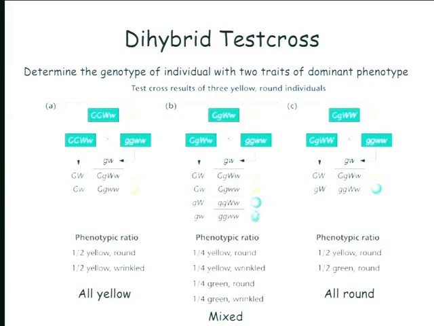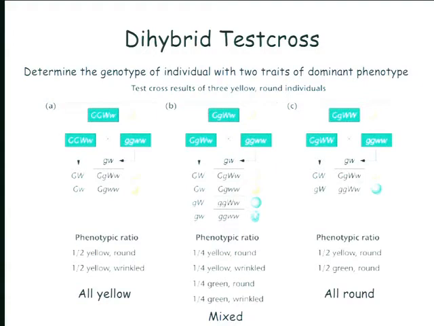In the situation where you had a parent that was homozygous dominant for the yellow allele and heterozygous for the round allele, this individual, when crossed to your homozygous recessive tester, is going to produce two different combinations of gametes, right? It's either going to produce big G, big W, or big G, little w, and that's shown here. The recessive line is only going to produce the gametes little g, little w.